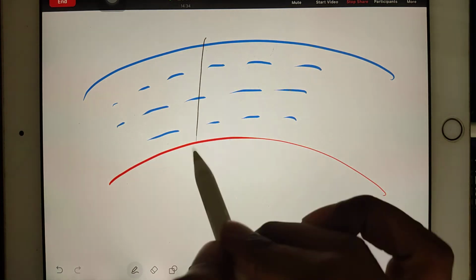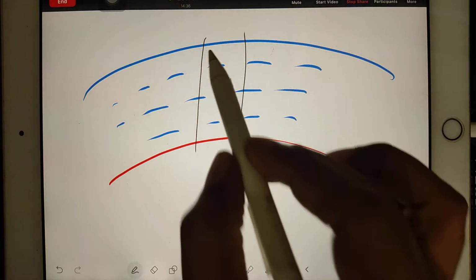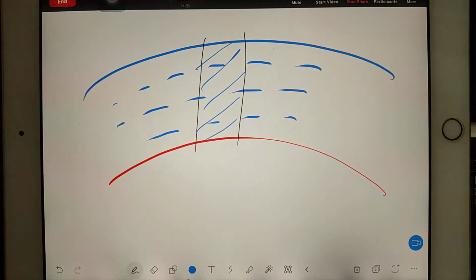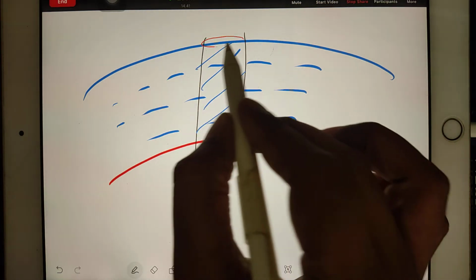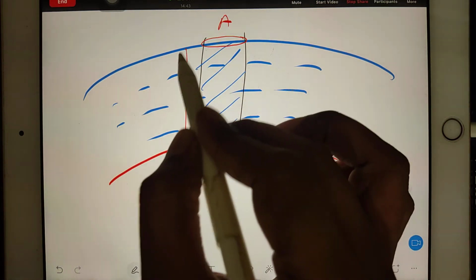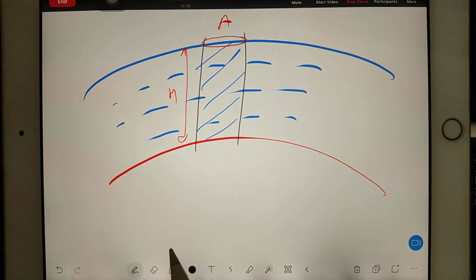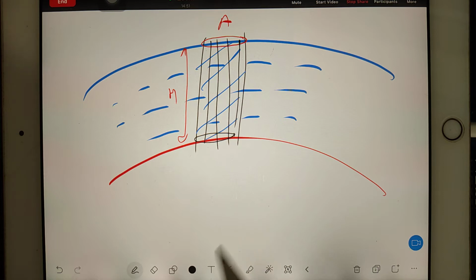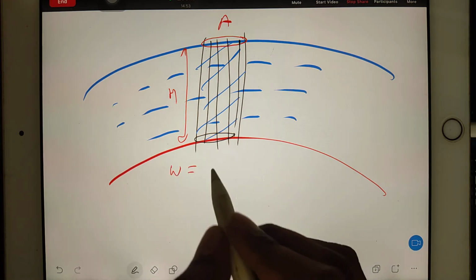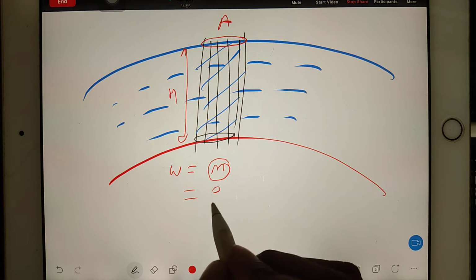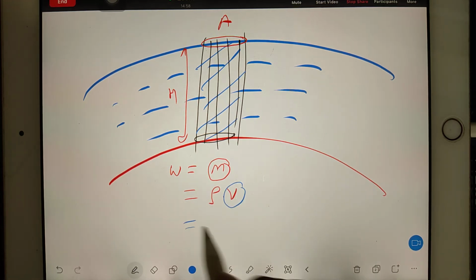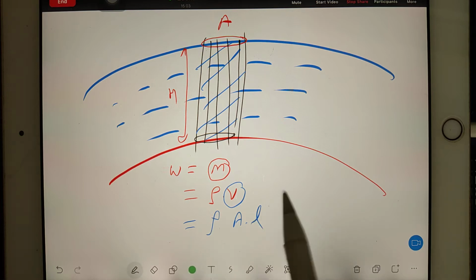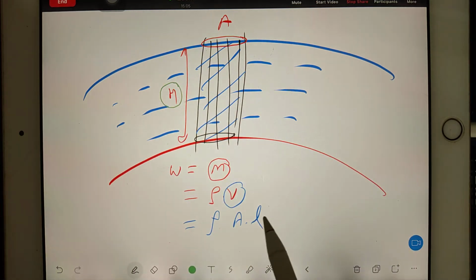Imagine we are considering an imaginary column. In that imaginary column, how much air is coming into the picture? If you consider that the area is A and the height is h, then you can analyze how much weight is present inside this column. To calculate weight, you need mass. To calculate mass, you need density and volume. To calculate volume, you need area times length. You can see this length I can replace with height.